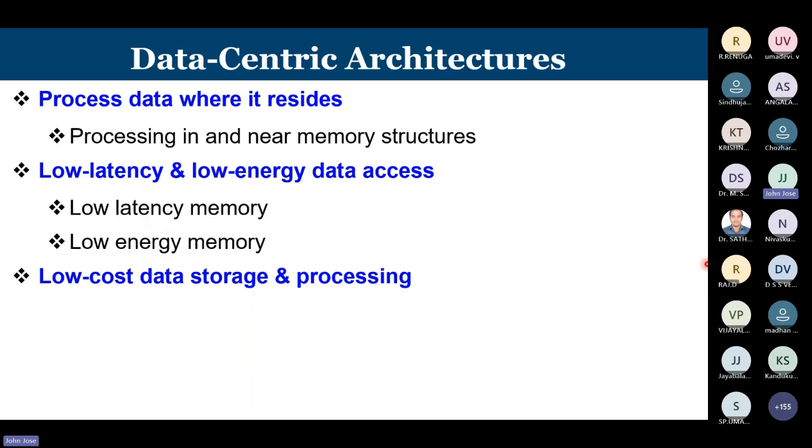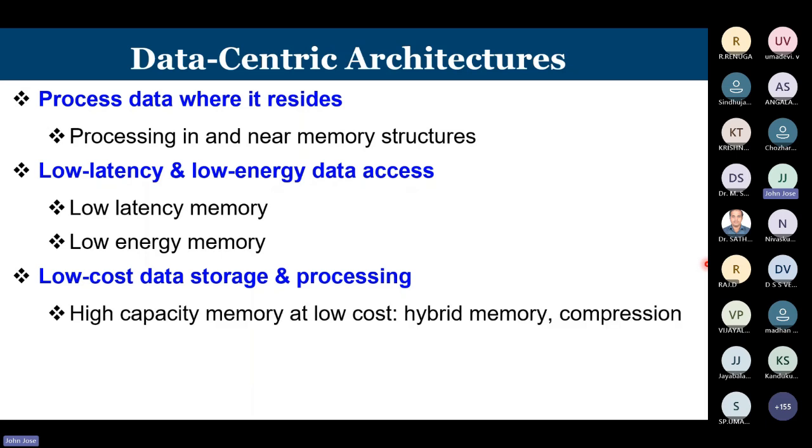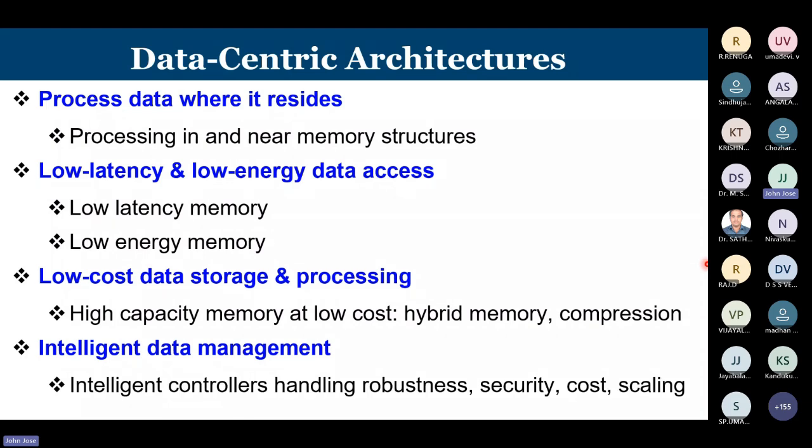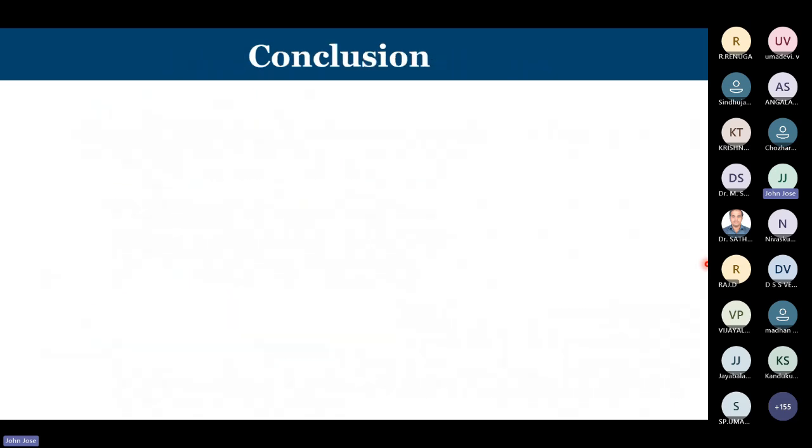Since you store a lot of data, I require a lot of storage space. Can I do something about it? We require compression. Can I compress the inputs and weights and store them? Then hybrid memory, SRAM and DRAM and NVRAM, different types of memory, high capacity memory at low cost. And then where do I store? Can I store all the data the way I want, or is there some intelligent data management by intelligent controllers handling robustness, security, cost, and scaling? These are the ways in which people are now broadly looking at it from this perspective.